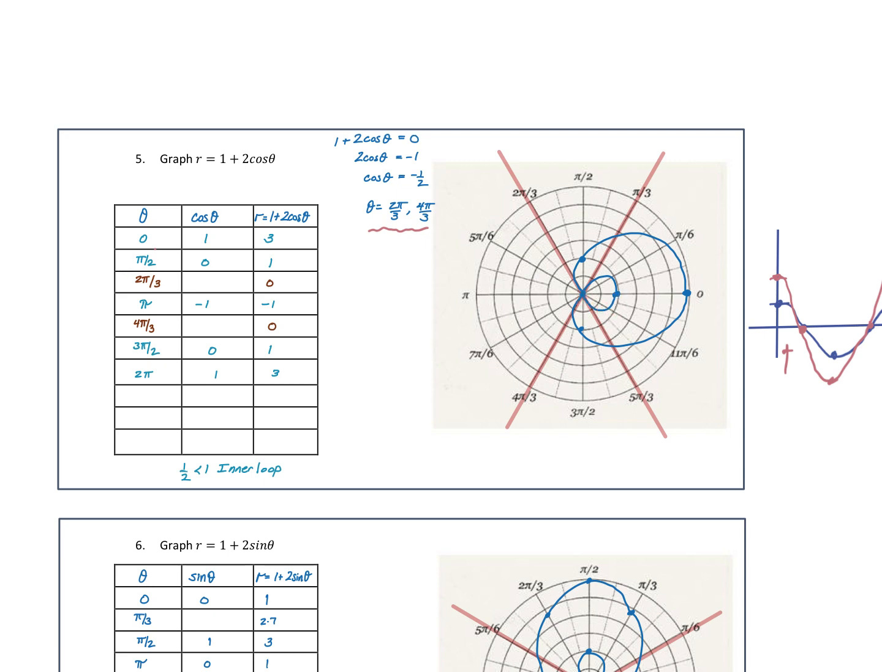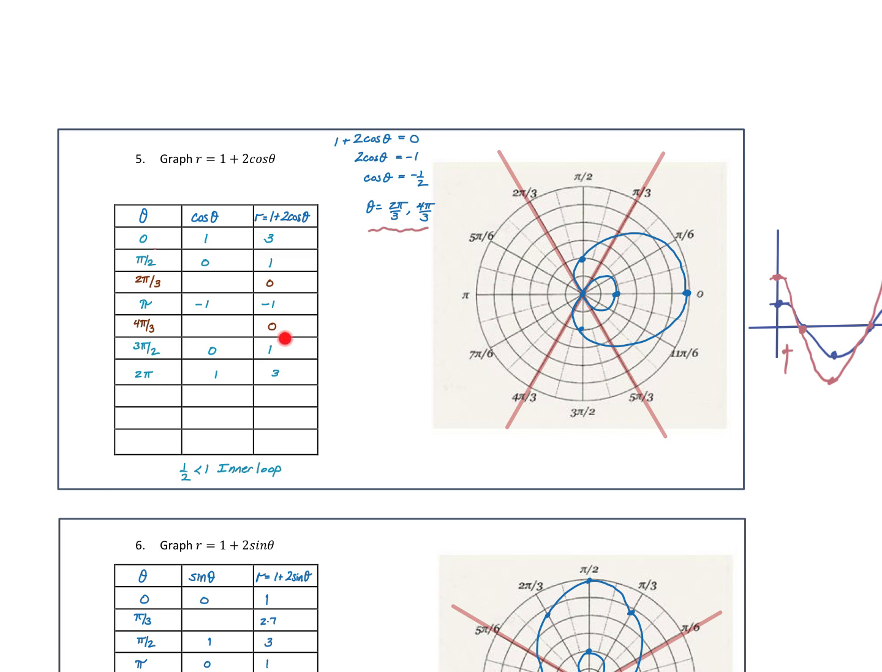And then, what do we got? At 4 pi over 3, which is here, it's back to 0. Because a lot of times they'll ask you for the area of the inner loop. So we want to figure out where we enter the loop and where we exit the loop. So we entered it at 2 pi over 3. We exited at 4 pi over 3.